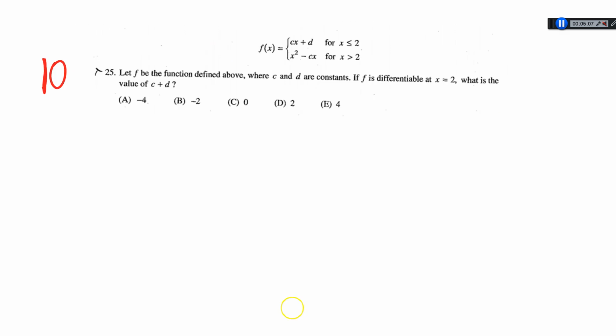All right, yes, two values we have to find here, c and d. So they tell us it's differentiable. Two things we need for differentiability. One is that it has to be continuous. The second is that the derivatives have to be the same on both sides.